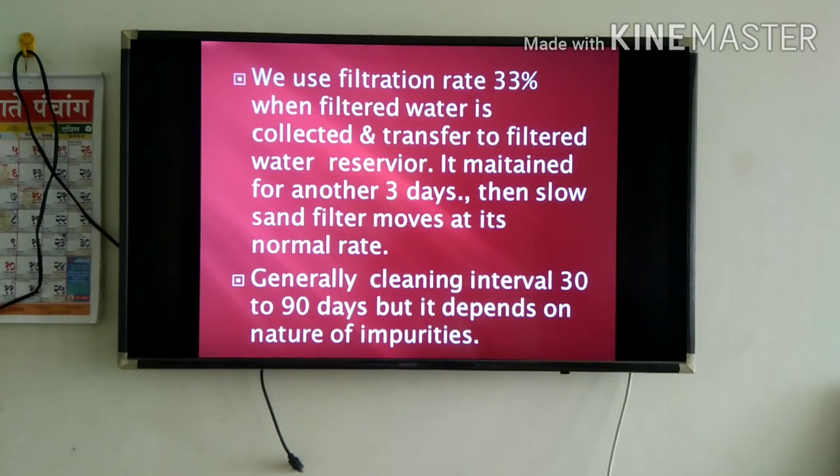We use a filtration rate of 33%. When filtered water is collected and transferred to the filtered water reservoir, it is maintained for another 3 days. Then the slow sand filter moves at its normal rate. Generally the cleaning interval is 30 to 90 days, but it depends on the nature of impurities.